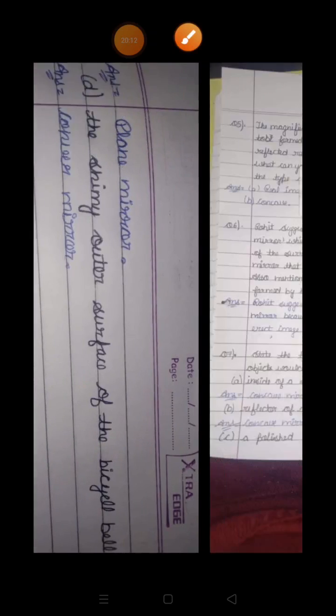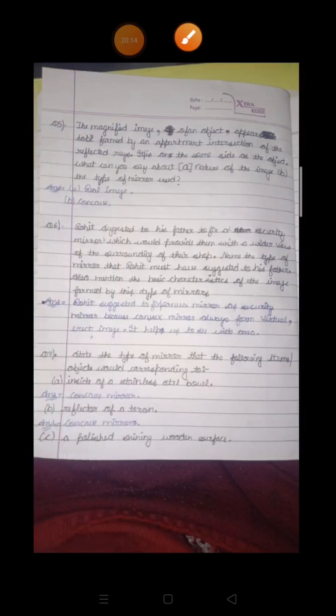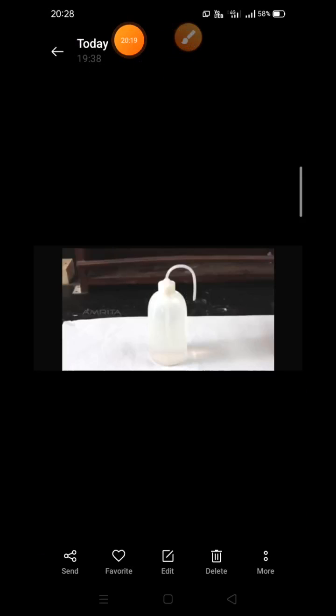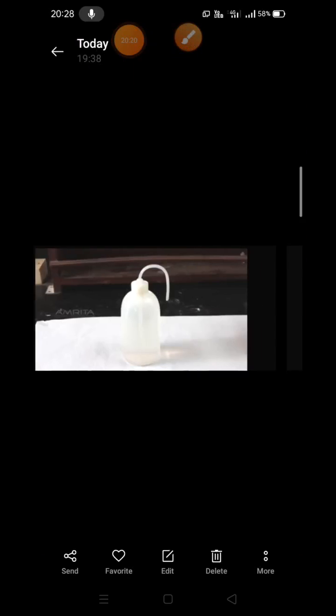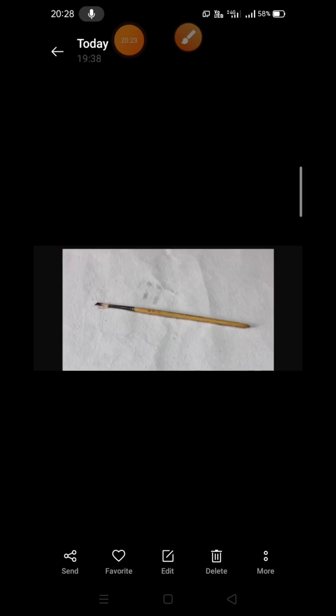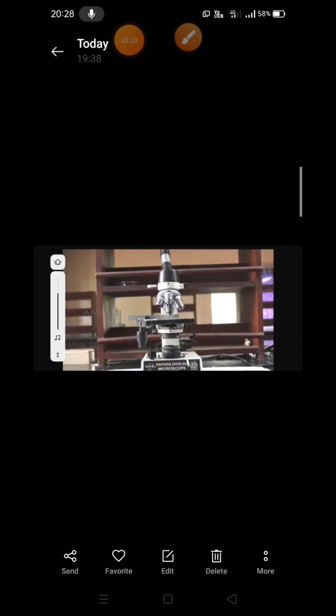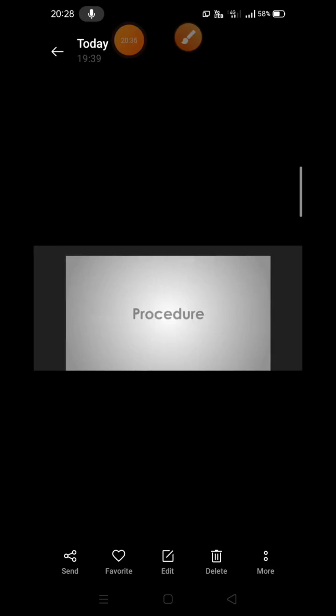Now next it is distilled water. This is a brush which will help in transferring the material. Next is a pen which we will use for transferring the things or for scraping. And next it is a compound microscope. So this is all about the list of materials or apparatus required.